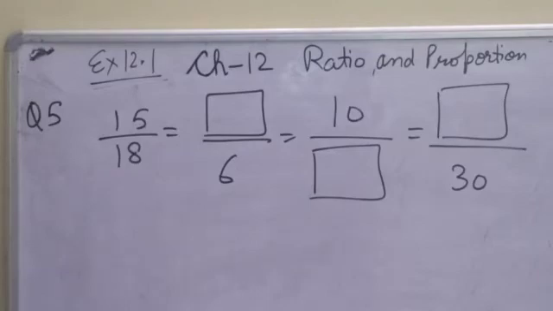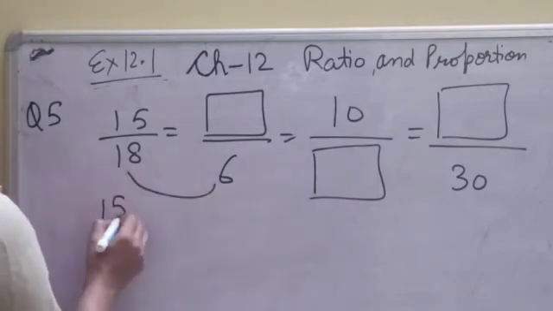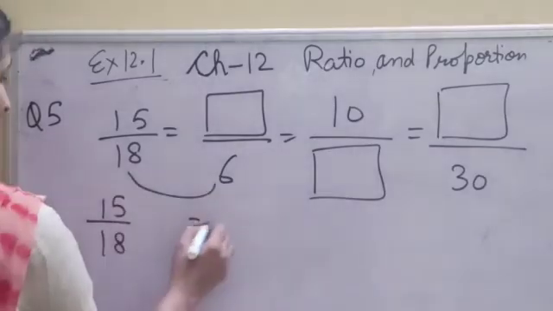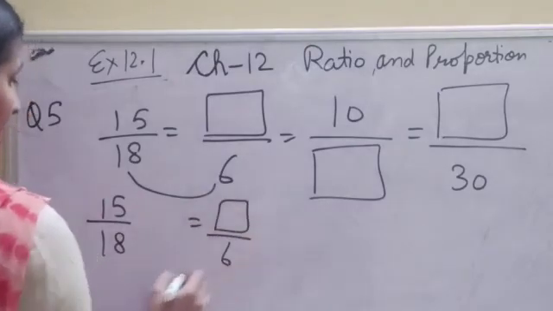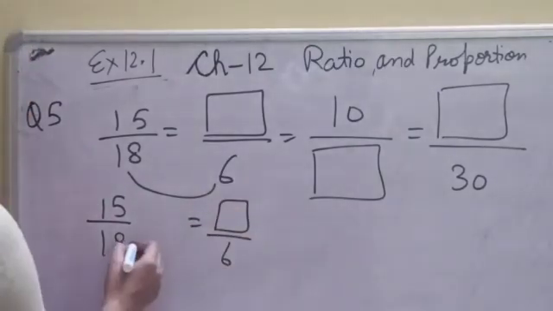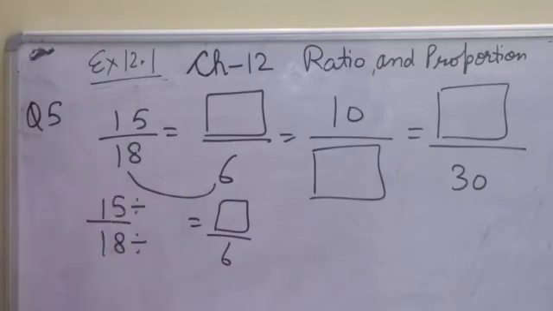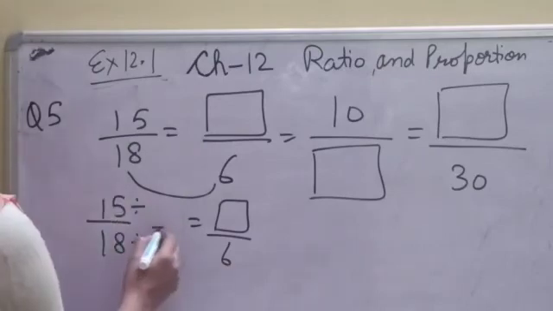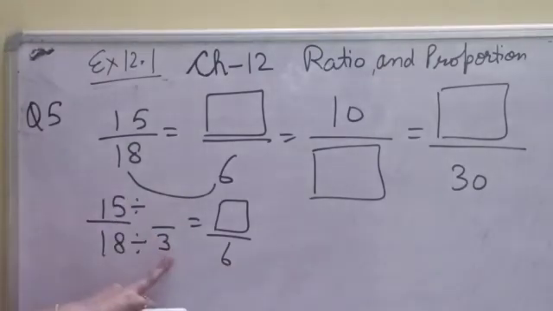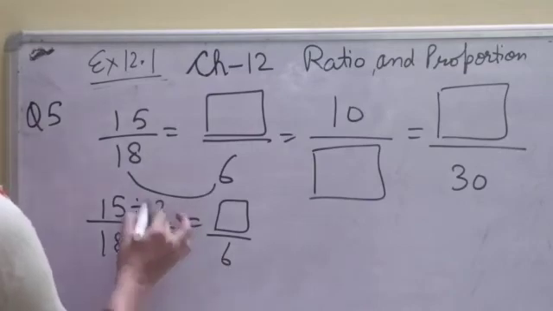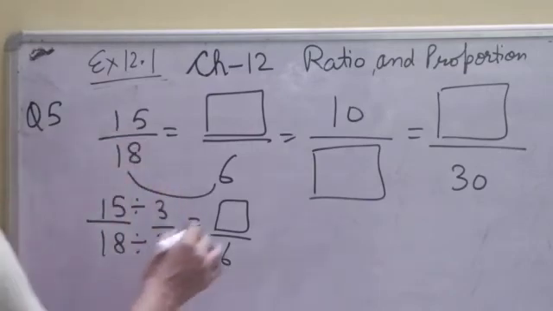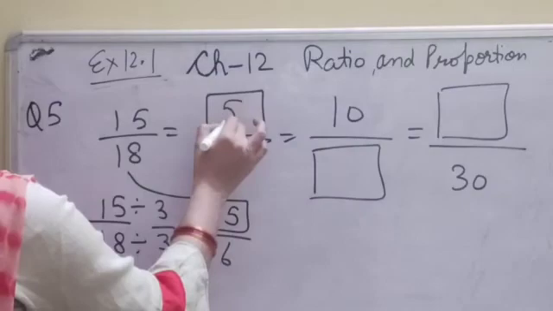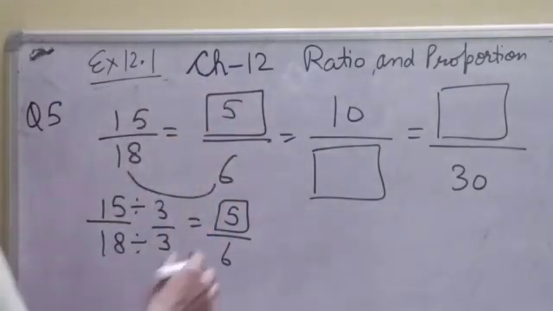Now question number 5. Here a question is given and we have to tell whether these are equivalent or not. So first compare these two: 15 by 18 and dash by 6. It is decreasing, so we have to divide as we have done in fractions. So we will divide by 3. 3 sixes are 18, so here also we have to divide by 3. 3 fives are 15. So we get 5 by 6.